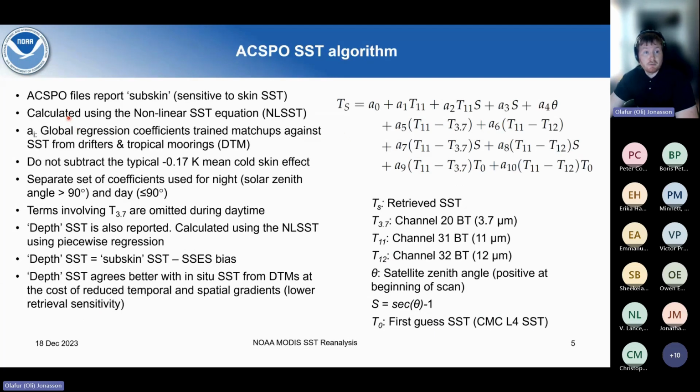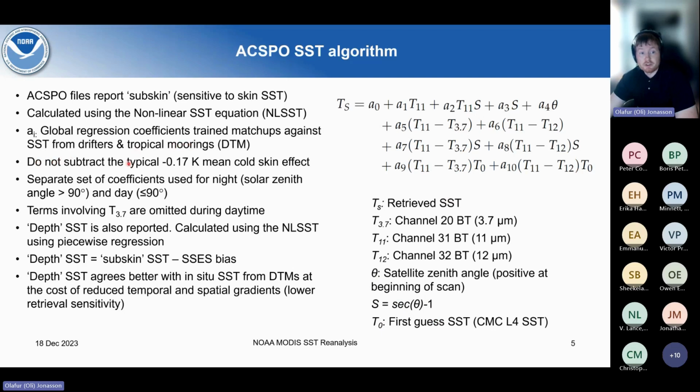So ACSPO files report what is referred to as sub-skin SST. This is sensitive to skin SST, and it's calculated using the nonlinear SST equation, or NLSST equation. It's given here. This equation is a combination of brightness temperatures and the temperature difference multiplied by a factor. TS is the retrieved SST. The Ti subscripts are the channel BTs, so 3.7, 11, and 12 are what we use. Theta is the satellite zenith angle, and S is this geometric factor here. And T0 is the first guess SST, the CMC level 4 SST.